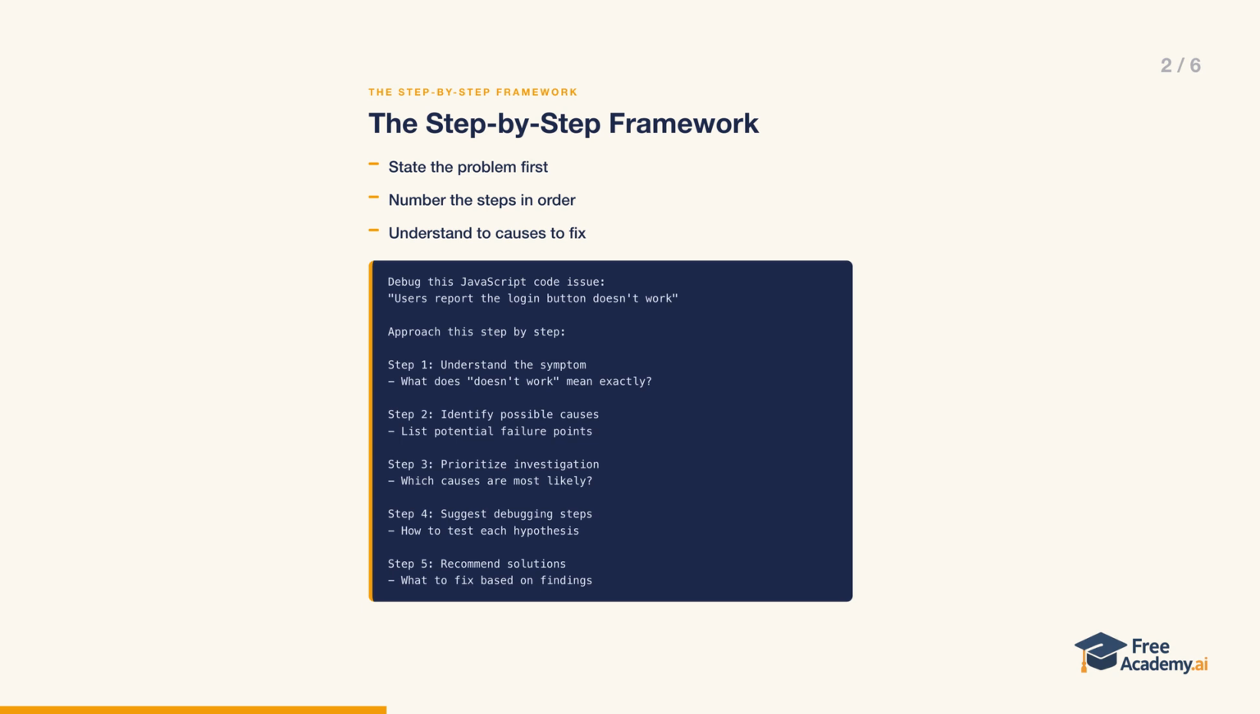Here's the basic framework in action on a debugging task. The prompt starts with the problem, users report the login button doesn't work, then asks the AI to approach it step by step. Step 1. Understand the symptom. What doesn't work actually mean? Step 2. Identify possible causes. Step 3. Prioritize which causes are most likely. Step 4. Suggest how to test each hypothesis. And Step 5. Recommend solutions based on the findings.